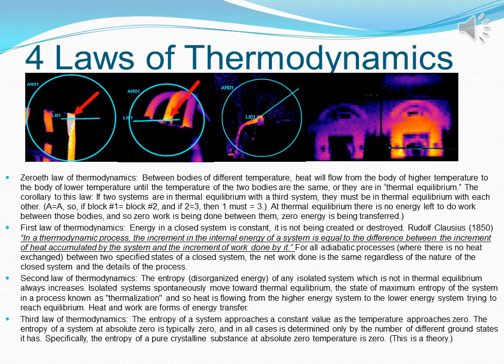There are many ways of stating all of these laws. One is, energy always flows down a thermodynamic gradient. That's my favorite aspect, actually. Isolated systems spontaneously move towards thermal equilibrium, the state of maximum entropy of the system, in a process known as thermalization, and so heat is flowing from the higher energy system to the lower energy system, trying to reach equilibrium. Heat and work are forms of energy transfer. That was Joule's law also.